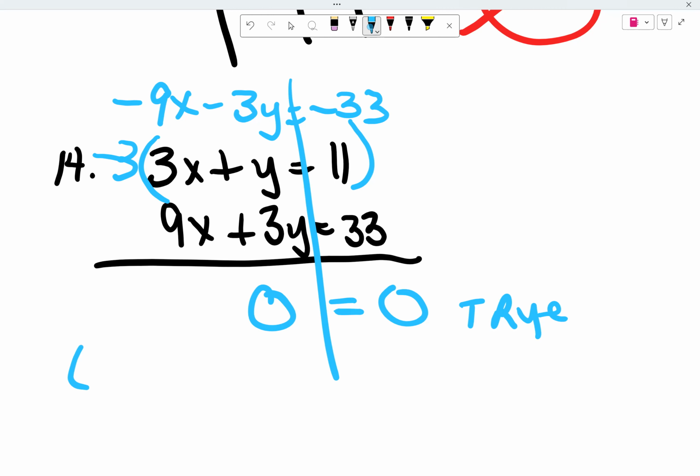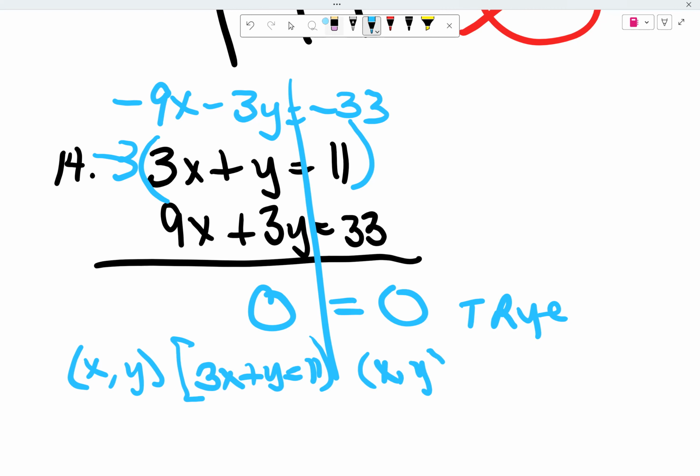So that means that some value of x and y is going to result in 3x plus y equal to 11. They may also express this as some xy, and the solution could potentially also be 9x plus 3y equal to 33. Okay. So I'm going to pause the video here, and more to come in the next.